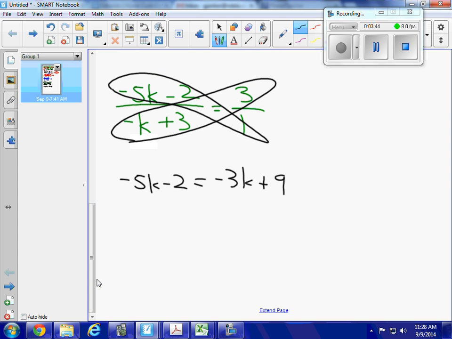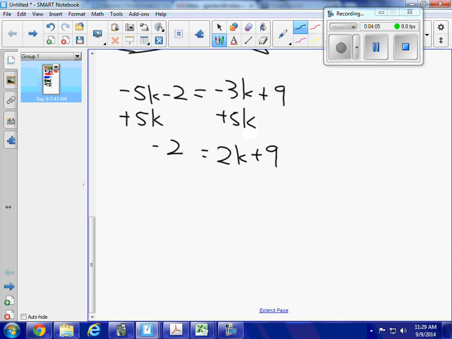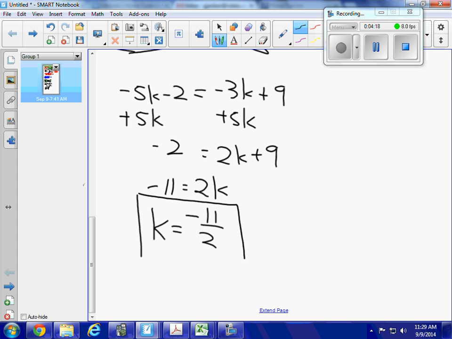Now let's solve for k. I think I'll move my 5k over to the right, so I'm going to have plus 5k, plus 5k. So this gives me 2k plus 9 equals negative 2. And that gives me, subtract 9 from both sides, I have negative 11 equals 2k. So k equals negative 11 halves. And that should be my answer to this problem.